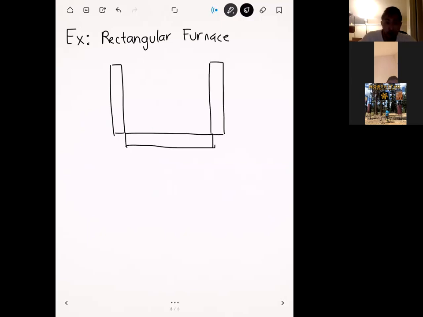Right. And so we'll call this surface 1. We'll call this surface 2. We'll call this surface 3. Each of these different surfaces has a length. Let's say that the length of surface 1 here, which is this dimension, is going to be 0.5 meters. And the temperature of surface 1, T1, we'll say is 1000 Kelvin.